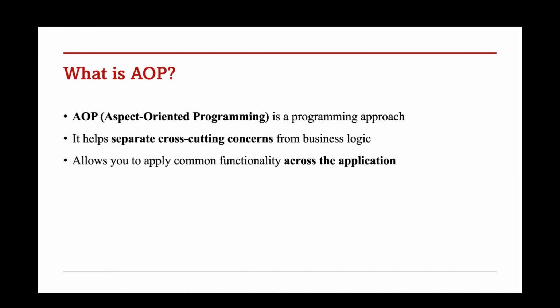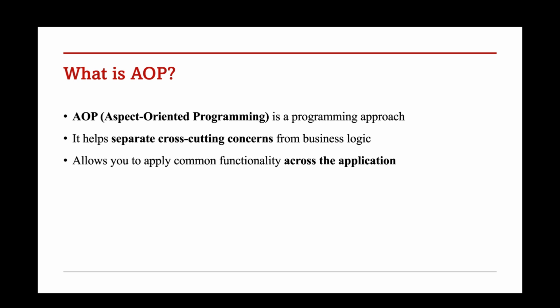Now let's answer the main question: what is AOP? AOP stands for Aspect-Oriented Programming. And the definition is actually very straightforward once you understand cross-cutting concerns. AOP is a programming approach that helps us separate cross-cutting concerns from our core business logic. That's it. That is the whole idea. Instead of writing logging, security, and monitoring code inside every single method, AOP allows you to define that logic once in one place and apply it automatically across the entire application.